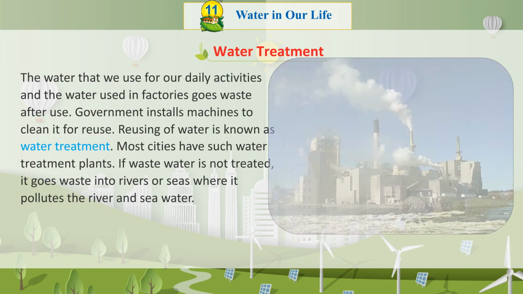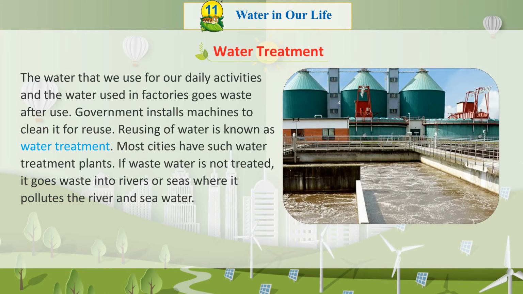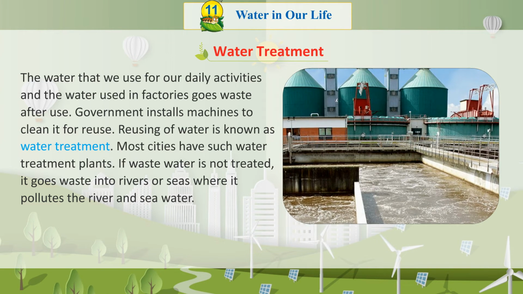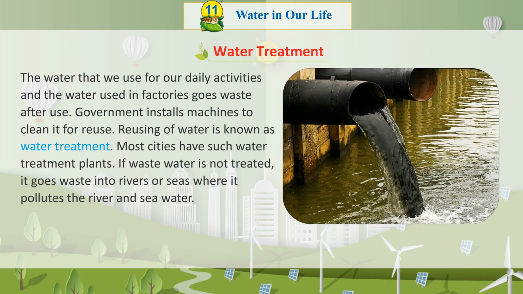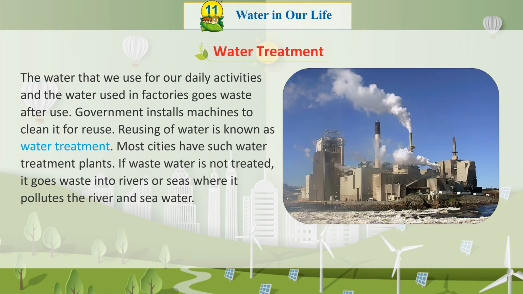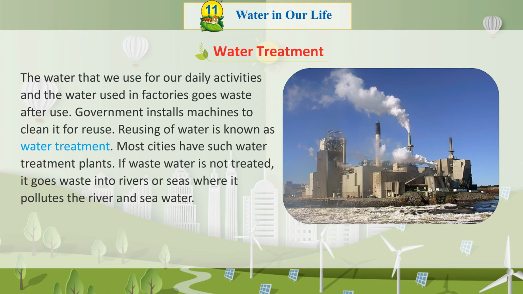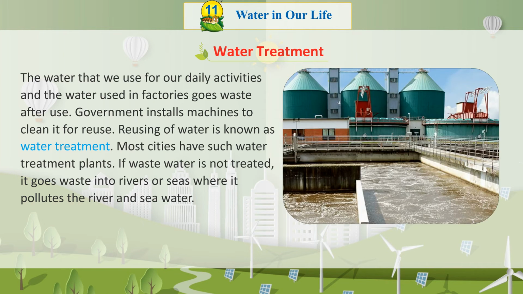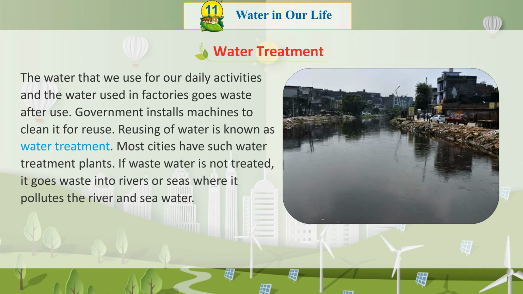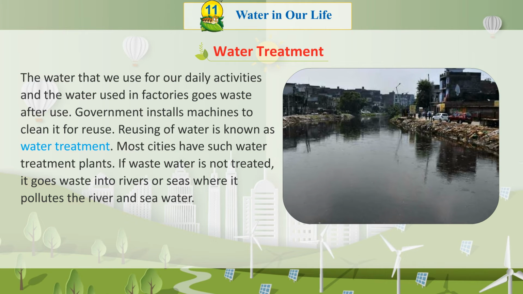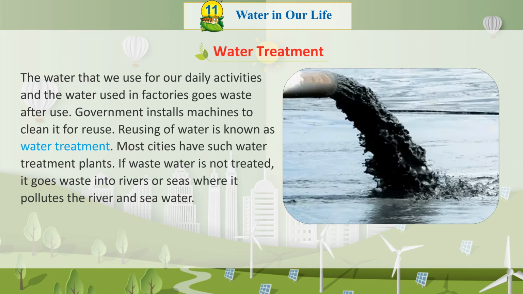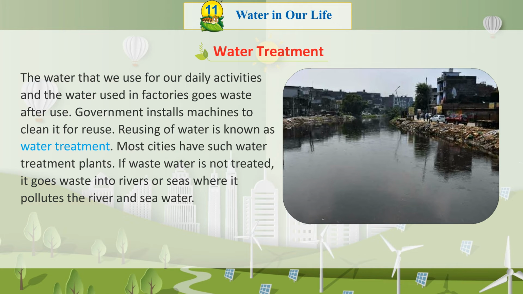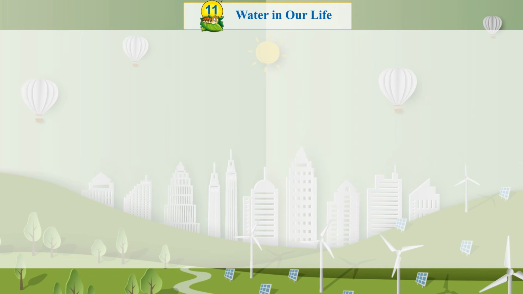Water treatment. The water that we use for our daily activities and the water used in factories goes waste after use. Government installs machines to clean it for reuse. Reusing of water is known as water treatment. Most cities have such water treatment plants. If wastewater is not treated, it goes waste into rivers or seas where it pollutes the river and seawater.